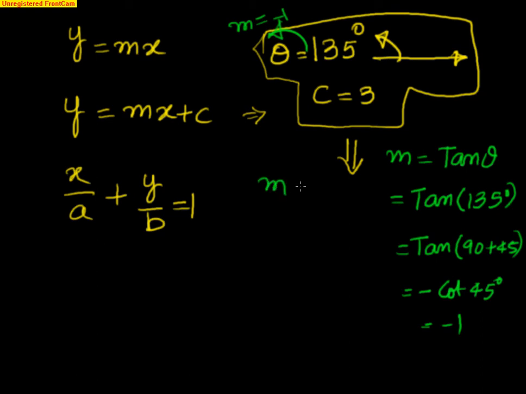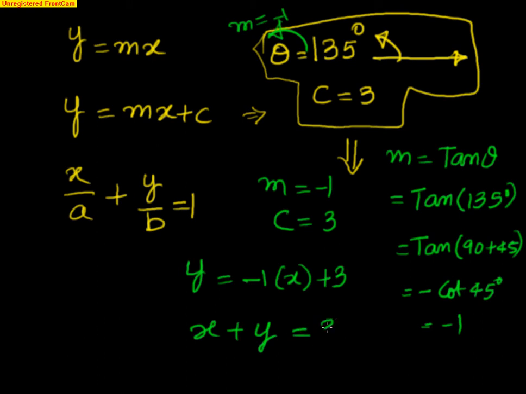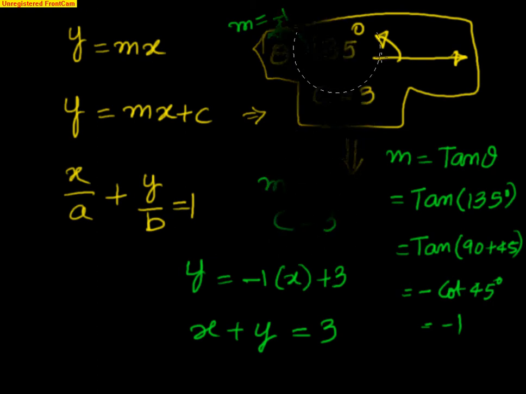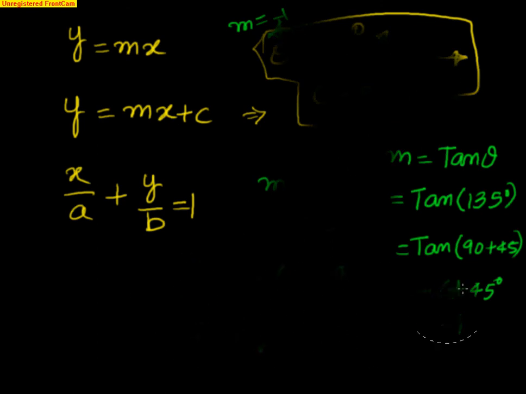Once I know m equal to minus 1 and c equal to 3, it's very straightforward. y equal to m x plus c, that is y equal to minus 1 into x plus 3. That's nothing but x plus y equal to 3. I have simplified and moved it to this side. Let's go ahead, we'll see some more examples. We'll take one more example and we'll stop.